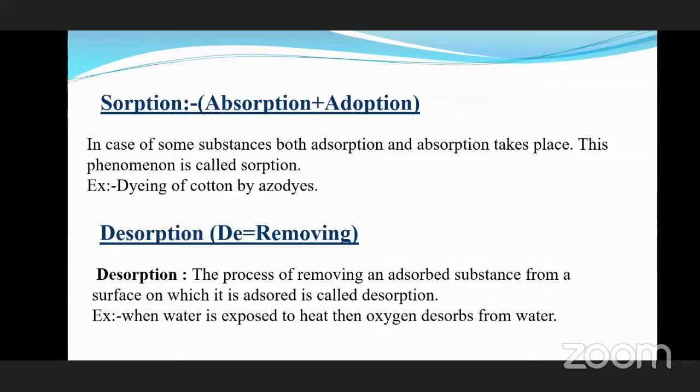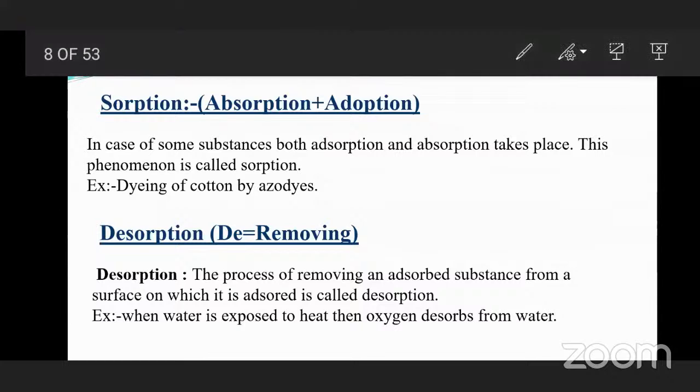For example, when water is exposed to heat, then oxygen dissolves out from the water. What happens here in general? It is also part of our life; we can see this example daily. When water is heated, the oxygen dissolves out from that water. That process is called desorption.